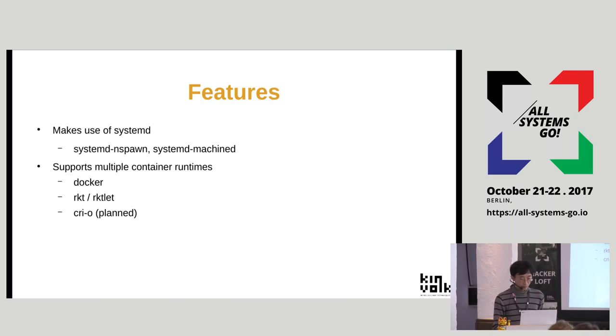The most important feature of kube-spawn is actually that we heavily make use of systemd, so systemd-nspawn and machined. Nspawn is, of course, used for launching containers, and machined is used for managing storage pool under the /var/lib/kube-spawn directory on your host. And we support multiple container runtimes, so not only Docker, but also Rocket, and maybe in the future we would also support CRI-O.